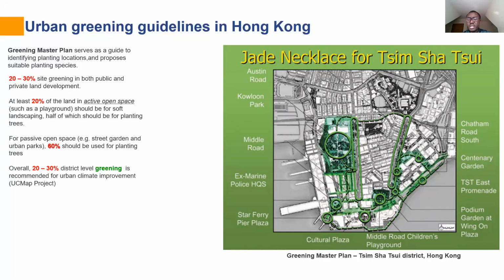For example, this is the Tsim Sha Tsui area of Hong Kong. You can see the areas marked in green are the potential green corridors, as they call them, where trees have to be planted to increase the greenery coverage ratio of the city.